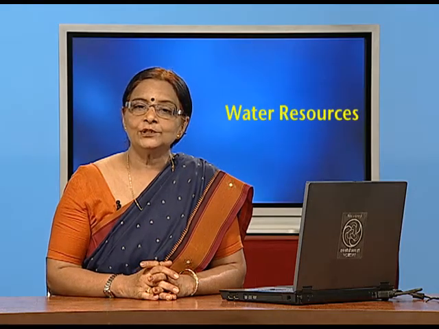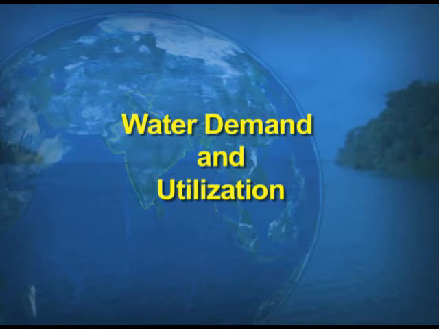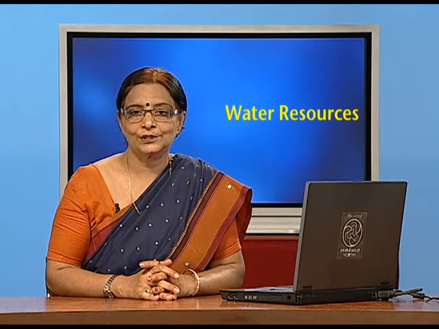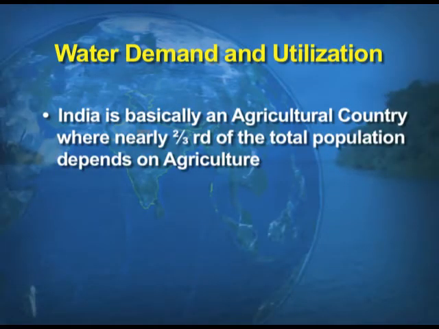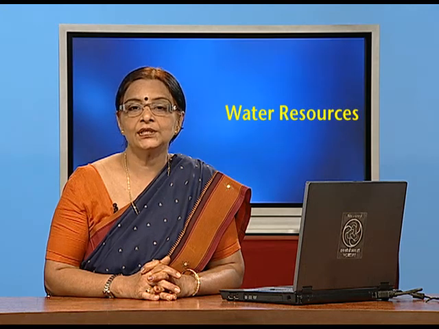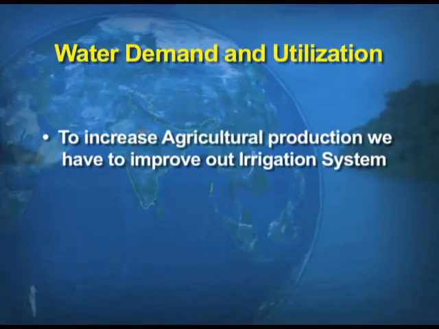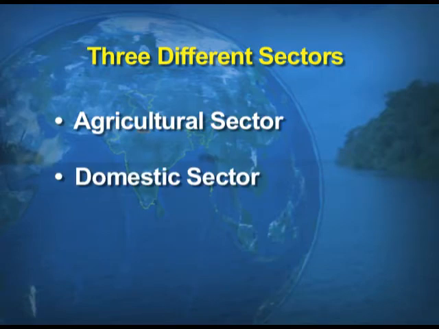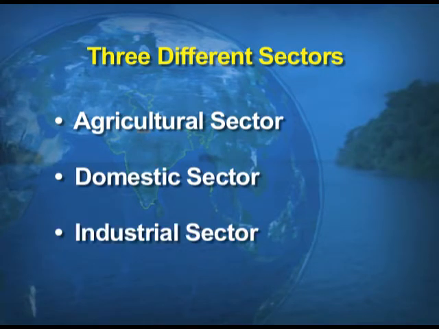Now, we talk about the water demand and utilization. So, why do we need to have more water? What are the different utilities of the water we talk about? India is basically an agricultural country where nearly 2/3 of the total population is engaged in agriculture. To increase the agricultural production, we have to improve the irrigation system of the country. There are 3 different sectors: agricultural sector, domestic sector and industrial sector.